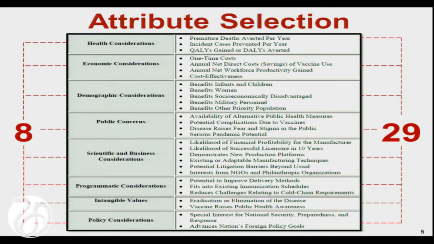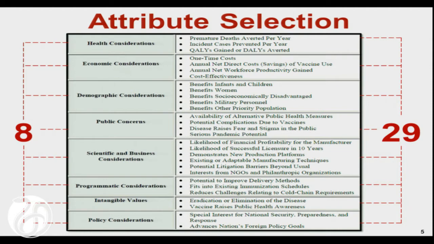There are 29 attributes that are grouped into 8 categories. I will not have time to go over each of these 29 or the 8 categories. I'll give you some examples along the way. But for example, health characteristics: premature deaths averted per year, incident cases prevented per year, and quality adjusted life years or disability adjusted life years, either QALYs gained or DALYs averted. You can only use one of those, otherwise you'll have double counting.